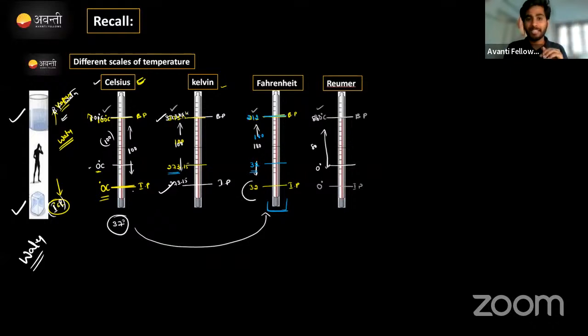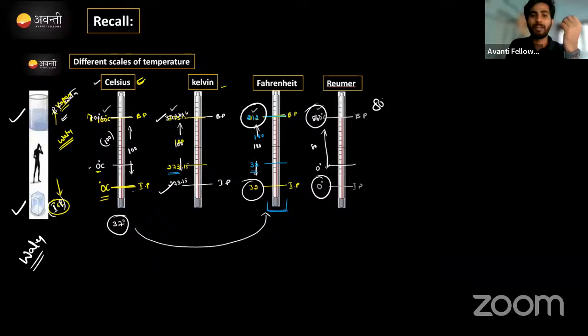In the Fahrenheit scale, 32 degrees is the ice point and the boiling point of water is 212 degrees. And in the Raman scale, the ice point was 0 degrees and the boiling point was 80 degrees. And moreover, to convert from one scale to another, we derived one formula.